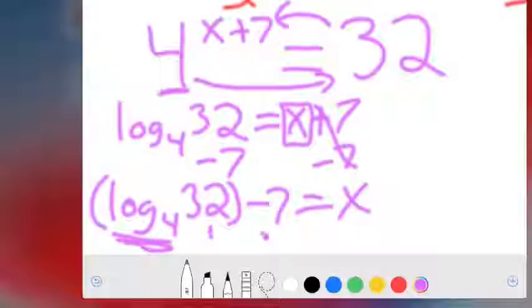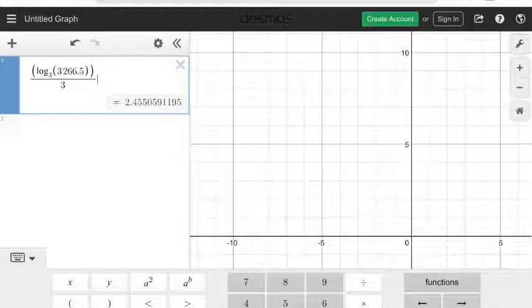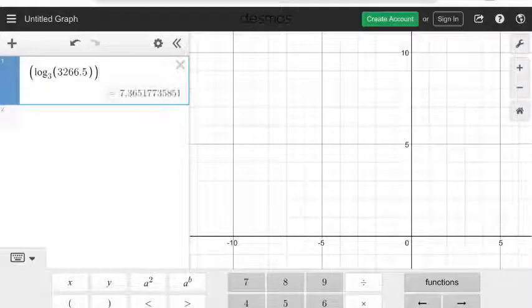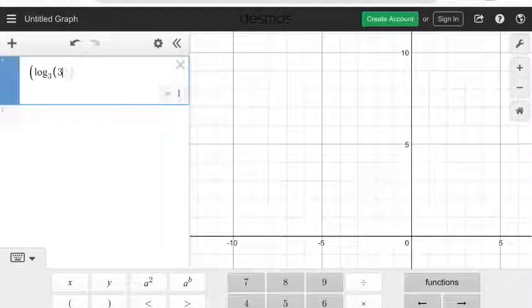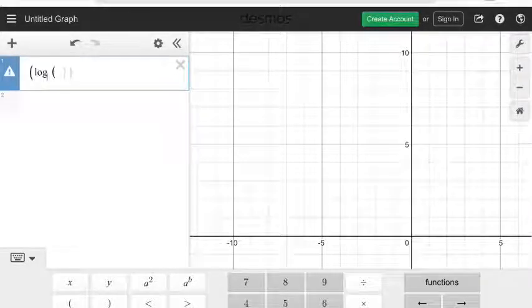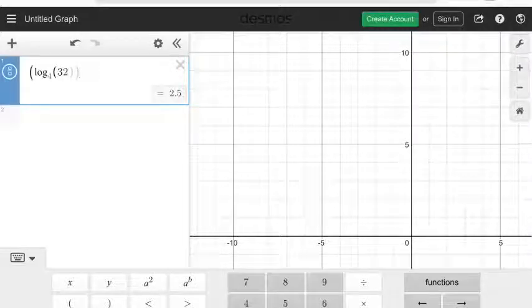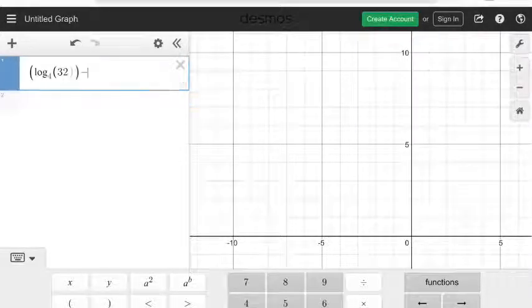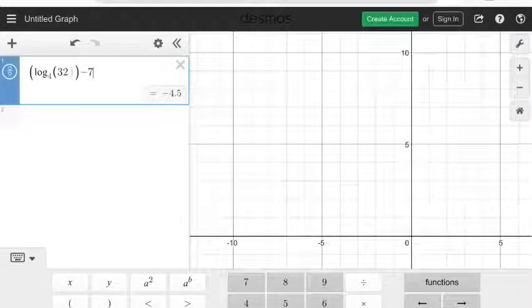So we're going to put it into Desmos just like that. So exit out. You can either push the exit right beside it or push the little arrow with the X down here at the bottom right corner and just mark or delete everything. So we've got parentheses, our log A with a base of 4. In our parentheses, we're taking the log of 32. Then outside of it, we are subtracting 7. And that is giving us our perfect decimal of negative 4.5.